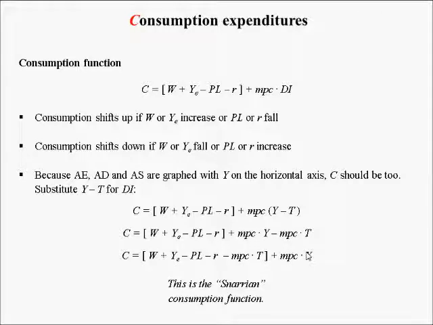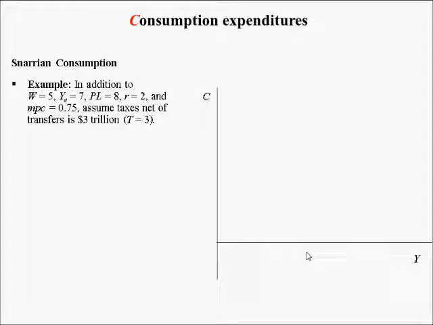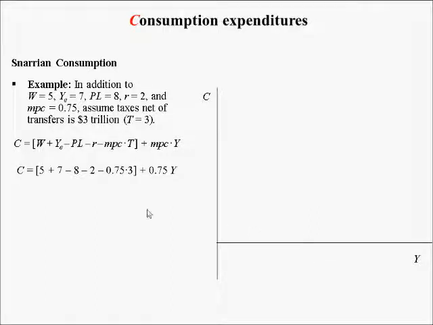Okay? Now we're going to graph it using the same exact numbers, but now we need an additional number. We need tax revenues net of transfers. So using the same exact numbers that we did initially in the previous example, we're going to come up with a Snarrian consumption function. Well, we have to do something additional. This is what we already did, this part here, right? We already did that. Now we want to do what?